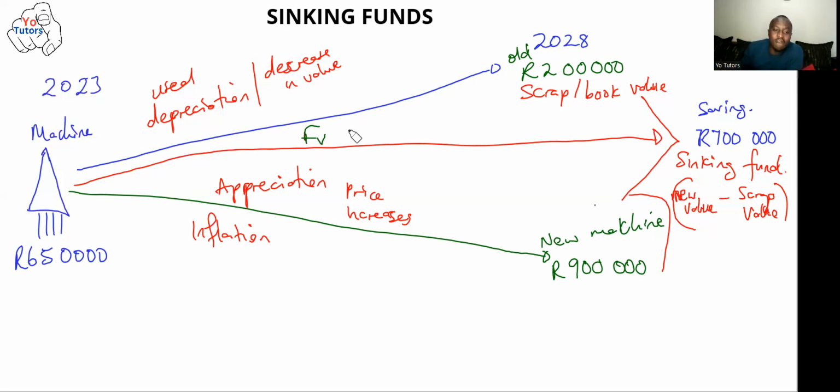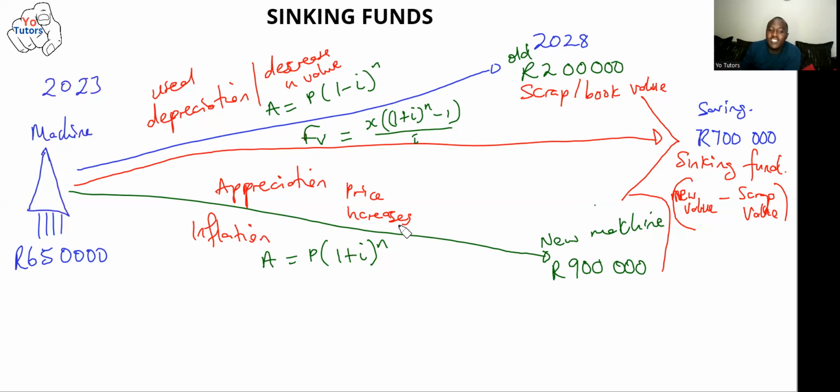So in this case here, future value, we know future value, we're going to say our x1, 1 plus our I, the power of n minus 1, all over I. But for the depreciation, it means that the scrap value, how are we going to get it? We're going to get it by depreciation formula, which is P1 minus I, the power of n. What about the inflation here, the appreciation value, the increase in price? We're going to get it by saying A is going to be equal to P1 plus our I, the power of n, because it's increasing in value.